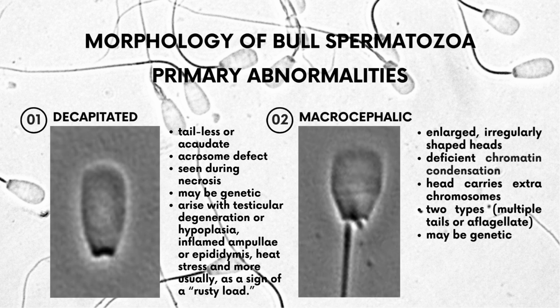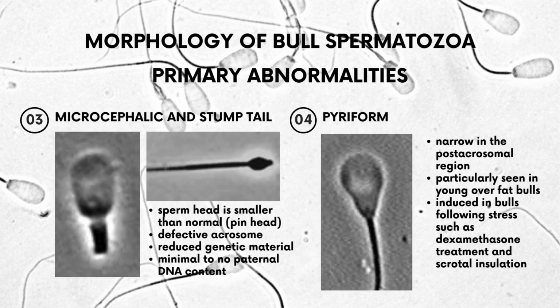Macrocephaly refers to when the sperm has an enlarged, irregularly shaped head. This usually indicates deficiency in chromatin condensation. As such, this sperm often carries extra chromosomes in its head. This sperm can exist in two types, with multiple tails, or aflagellate, or no tail at all. Macrocephalic sperm may be caused by homozygous mutation of the aurora kinase C gene. This means that because this kind of sperm abnormality may be genetic, it can be passed on to the offspring. Moving on to number 3.